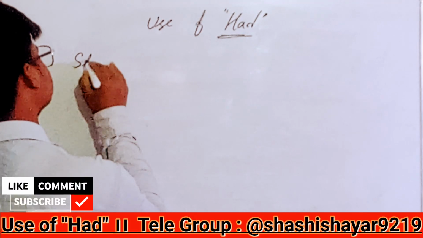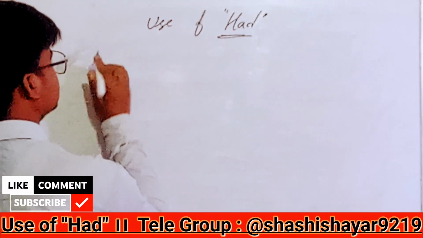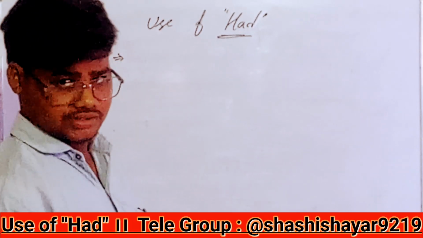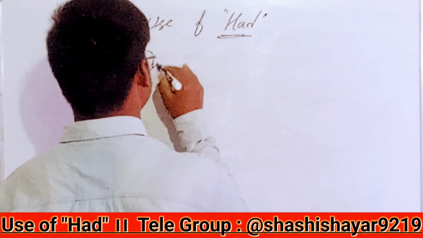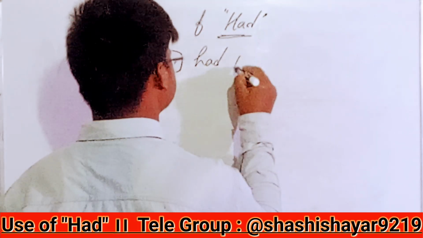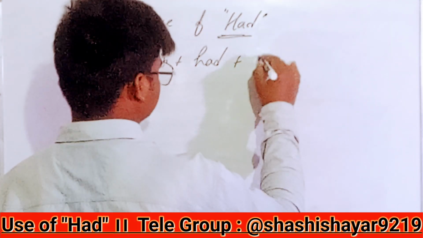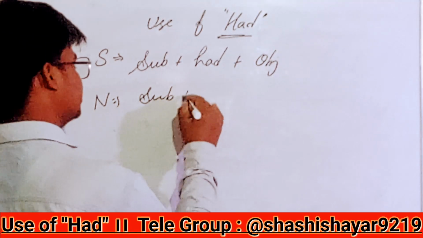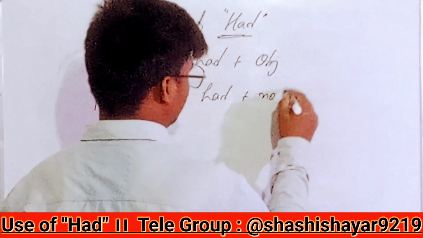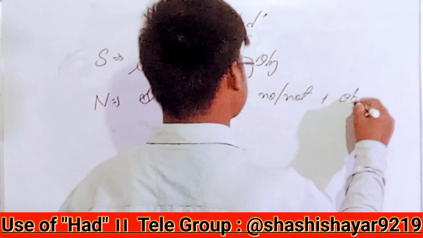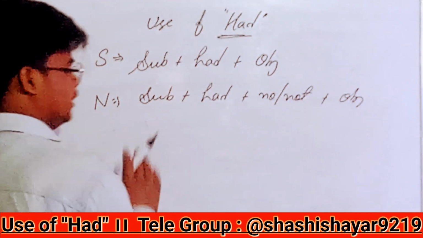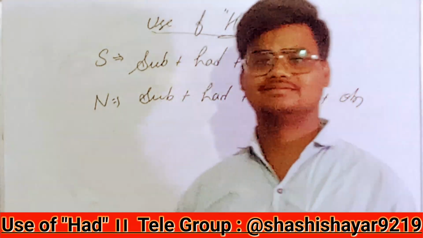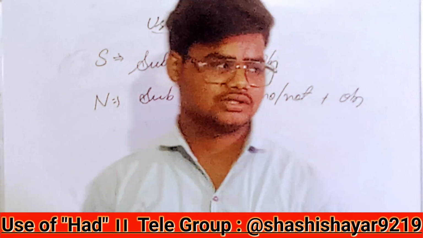The structure of affirmative or simple statements. First of all, subject had and then object. Negative statement, subject had plus no or not plus object. Clear? I have translated these sentences with the help of use of had. Clear? You can also translate.